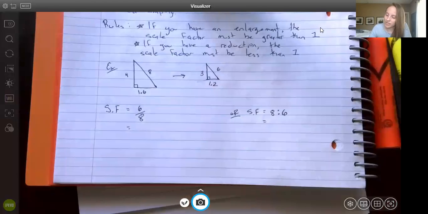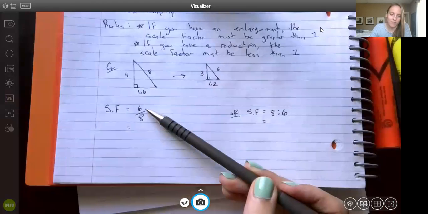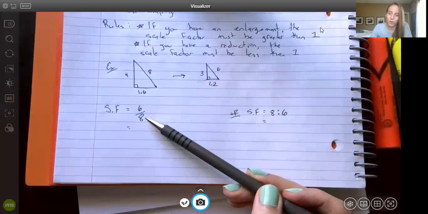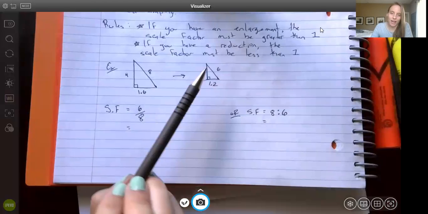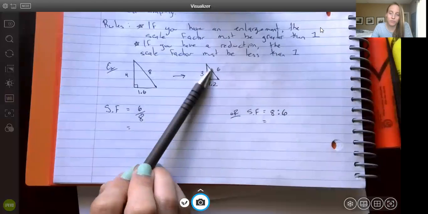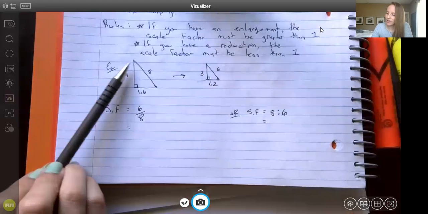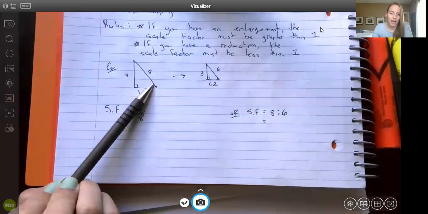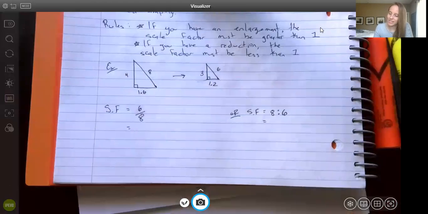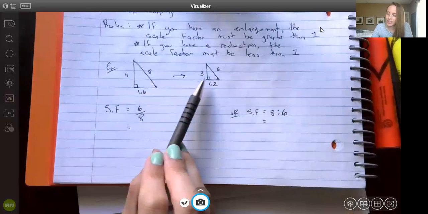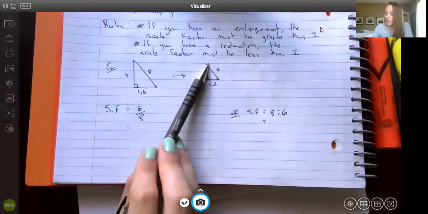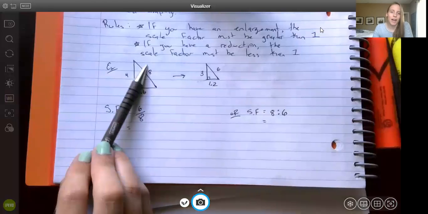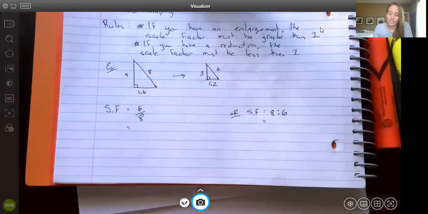So one of the ways that we can do a scale factor is to just divide the two corresponding sides. I'm going to divide the reduced shape by the original shape. And the reason for that is that I know that my scale factor when I have a reduction needs to be less than 1. And if I take a smaller number and divide it by a larger number, I'm going to get a number that's less than 1.